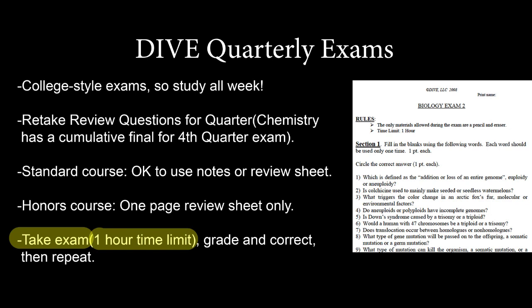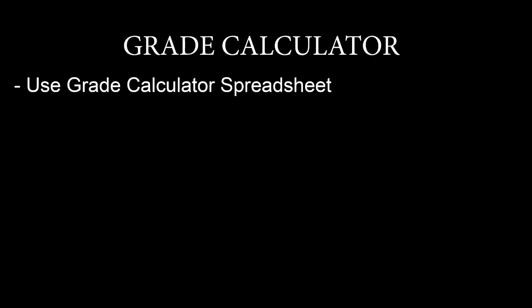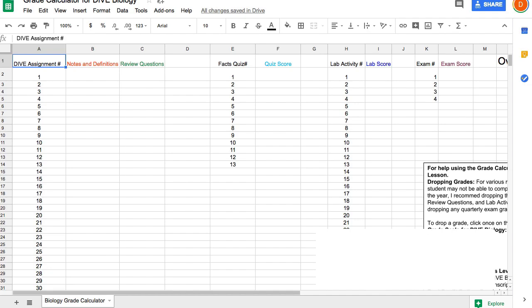Well, we've talked about every gradable thing now in Dive Science, and so let's talk about the grade calculator to calculate your overall average. And there's a grade calculator spreadsheet in your CD or download version, whichever you have. So there's different ways to open that up: Microsoft Excel, Apple Numbers, Google Sheets like it is right here, and this is an example of the Dive Biology spreadsheet right here.